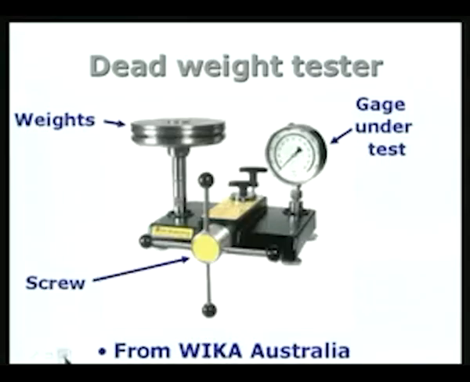A typical dead weight tester which is available in the market, this is from Australian manufacturing. You have the gauge under test which is indicated here, the weights are added here, and then the screw is actually this handle, and this is usually put on the table top, and then you can see that it will also have an arrangement by which you can find out whether it is level and so on, leveling screws are there and so on. You can see that this is a dead weight tester which is commercially available and is used for calibration purpose.